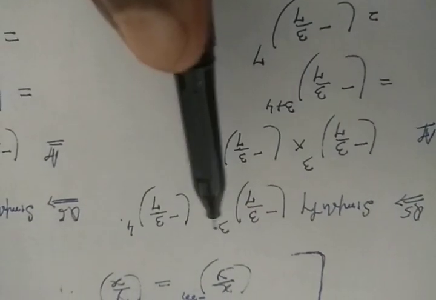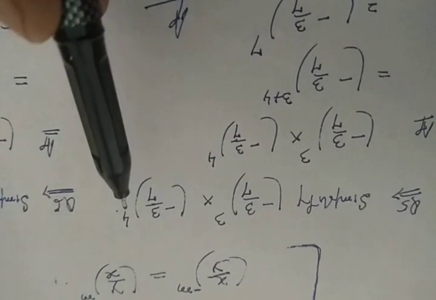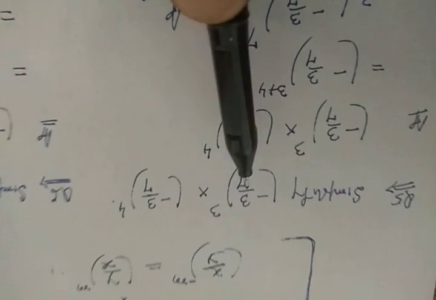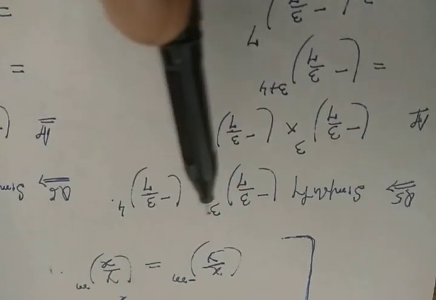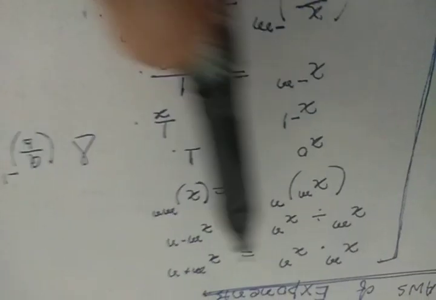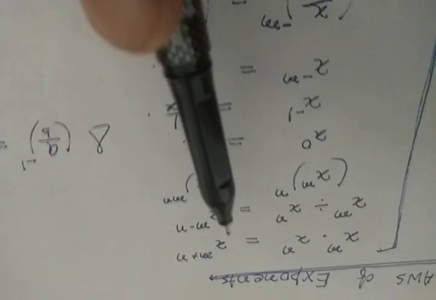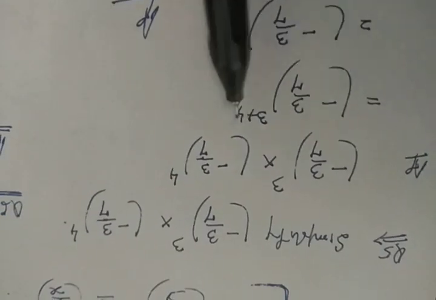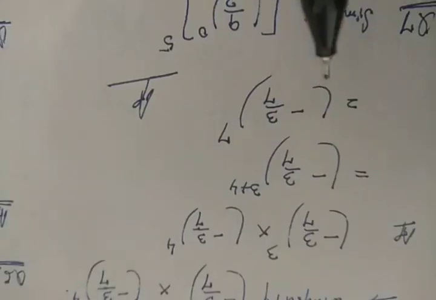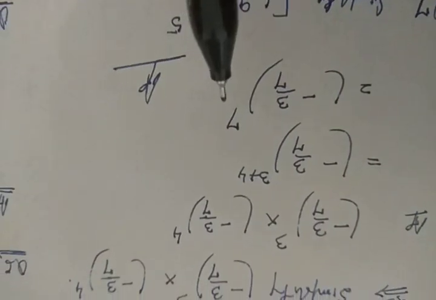Just see. First, minus 3 by 7 to the power 3 into minus 3 by 7 to the power 4. So the base is same. Now there is multiplication, so the power will be added. How? Just see. x to the power m, x to the power n. Base is same, power is different. Now multiplication, so the result is x to the power m plus n. So here we can write minus 3 by 7 to the power 3 plus 4, that is minus 3 by 7 to the power 7. Clear?